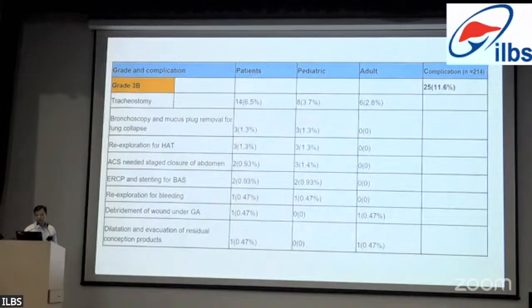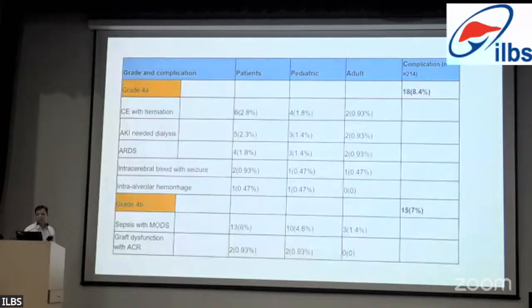Coming to grade 3B complications, these were present in almost 11% of the patients, among which tracheostomy was needed in view of critical illness neuropathy, prolonged awakening, and prolonged ventilation and ICU stay. Those patients may require tracheostomy. Re-exploration for HAT was needed in 1.3% of patients only. ERCP and stenting for biliary anastomotic stricture was needed in only two patients. And re-exploration for bleeding, debridement, dilatation, and evacuation of retained products of conception in one patient with pregnancy-induced acute liver failure.